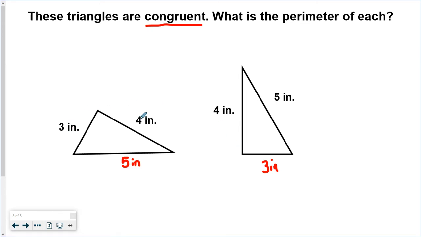So if I take 3 plus 4, that gives me 7, and then I would want to add 5 more, 7 plus 5. That means this perimeter here is going to be 12 inches. And since this one's 12 inches, we know this one would also be 12 inches because it's the exact same numbers. So when they're congruent, that's nice. That means the corresponding sides would have the exact same measurements, and the corresponding angles would have the exact same measurements.